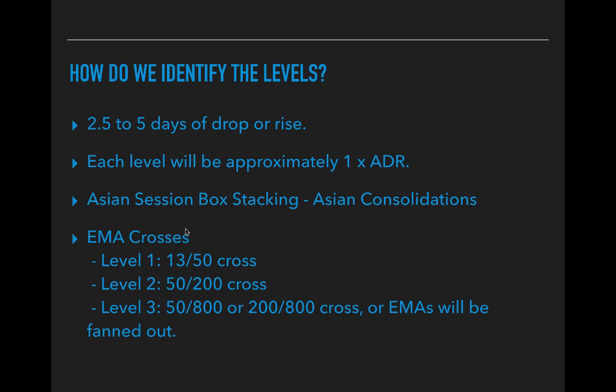EMA crosses are another good way, denoted by the crosses of the different EMAs. Level 1, you're looking for a 13/50 cross. Level 2, you're looking for a 50/200 cross, and at level 3, you're looking for a 50/800 or 200/800 cross, or you can see that the EMAs will be really fanned out. I'll also have some examples of that in the next few slides.